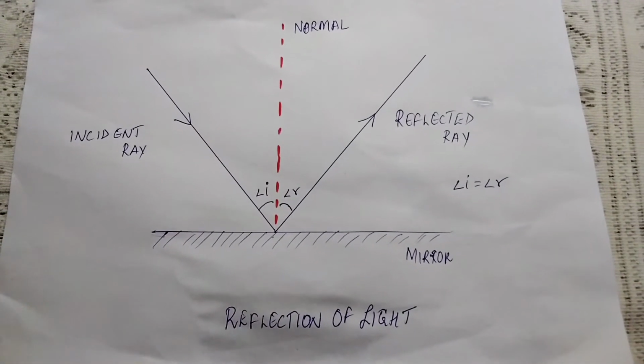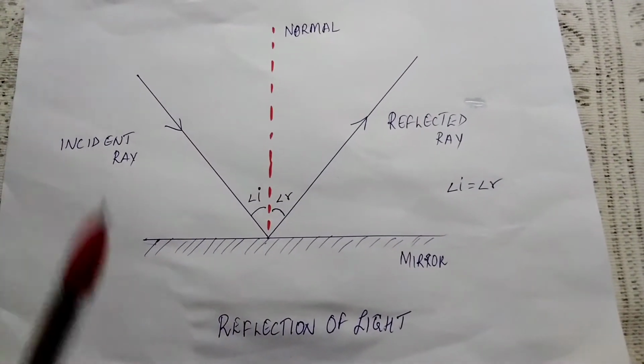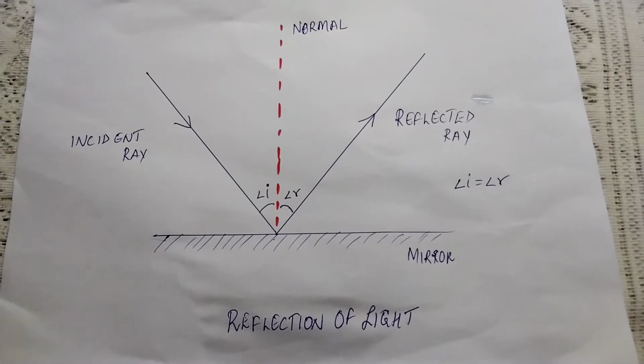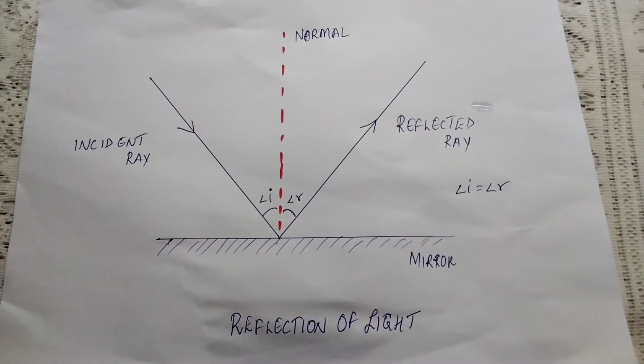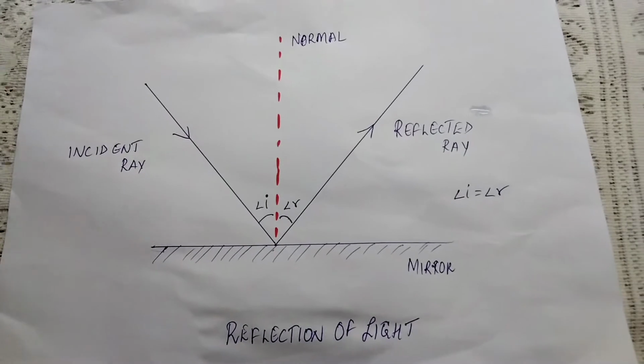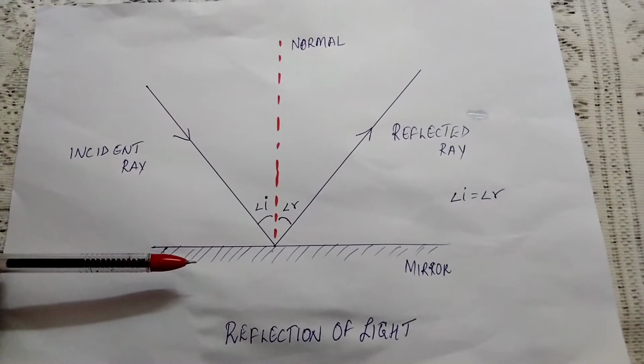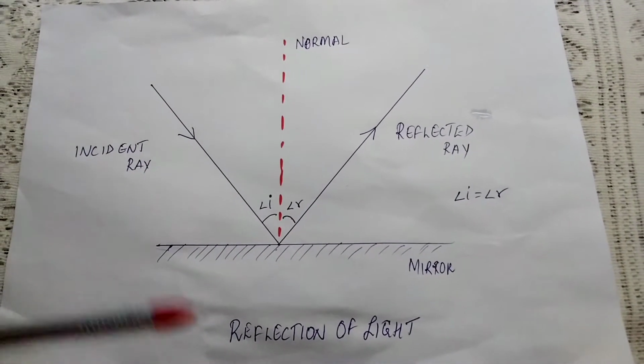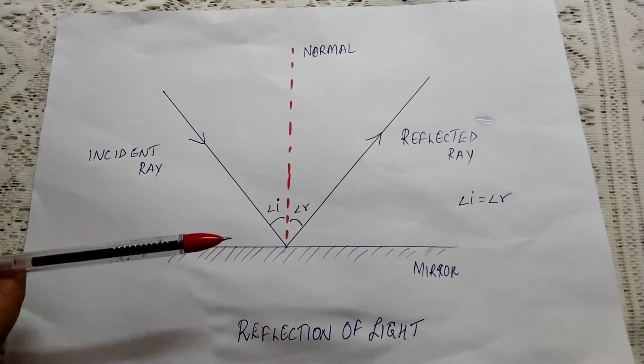My name is Najia and we will be learning more about reflection of light through an experiment today. Now quickly let us summarize what we mean by reflection of light. When light falls on a surface, it bounces back from it. This bouncing back of the light rays is called reflection.